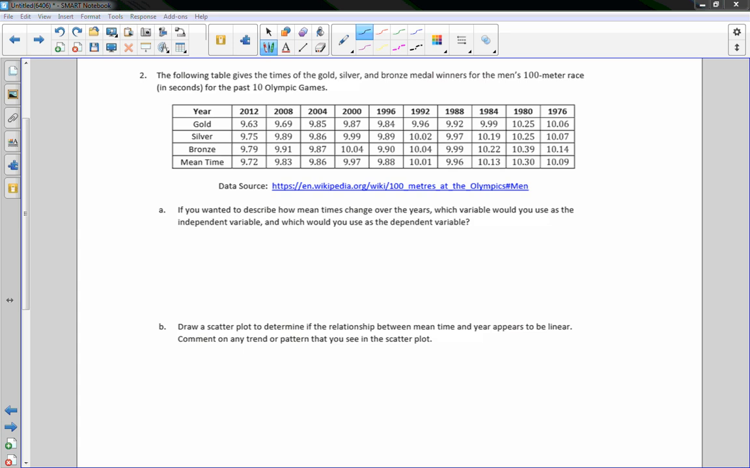There was a time where they did the winter and summer the same year, and then the one year they split them off, it must have been the Winter Olympics that they started 2 years after. So there should have been a 2-year space somewhere. Anyhow, doesn't matter to this problem. Anyway, if you wanted to describe how mean times change over the years, which variable would you use as the independent variable, and which would you use as the dependent variable?